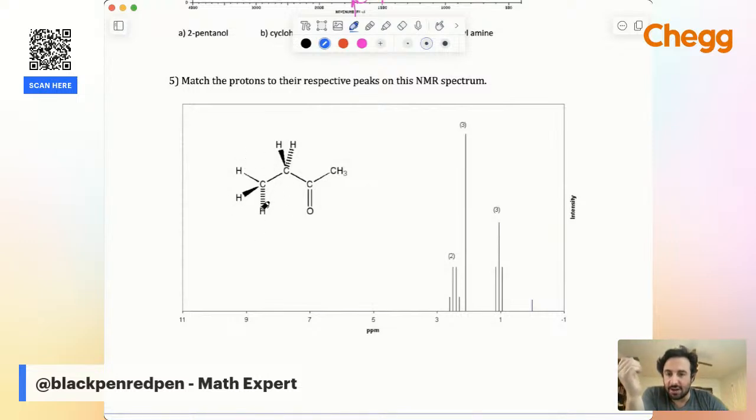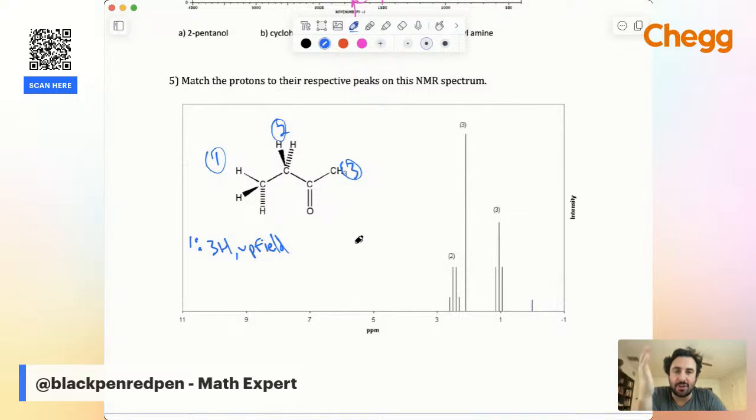Remember, the protons on the same carbon are almost always chemically equivalent. So let's call this 1, we'll call this 2, and then we'll call these ones 3. And so 1 is going to be a 3H. It's going to be integrated to 3. It is going to be pretty upfield, because it is the furthest away. The electronegative atom here is the oxygen.